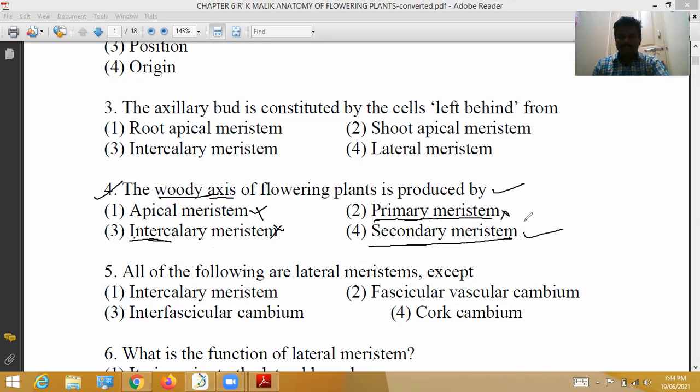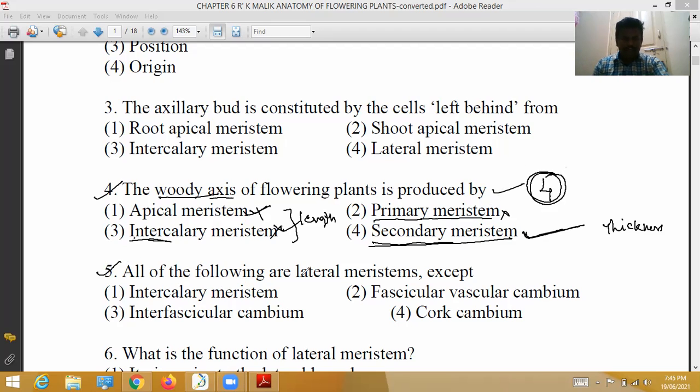The woody axis, the strong part in flowering plants, is produced by the secondary meristem. Increase in girth, meaning thickness, is due to the secondary meristem. Apical and intercalary meristems are responsible for increasing the length. Secondary meristem is responsible for the thickness, that is girth. So for the fourth question, the correct option is the fourth option.